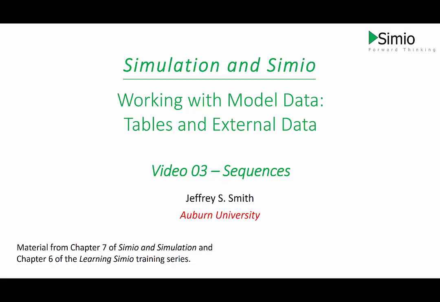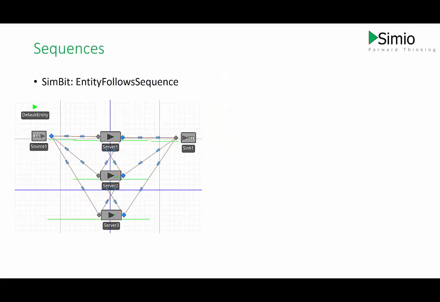This is the third video in the Working with Model data module, and in this video we'll be looking at using sequences. A sequence is a way to define entity routing. It's a mechanism that we can use to specify a series of nodes that an entity visits. And we'll look at sequences using a couple of different symbits and a couple of models.